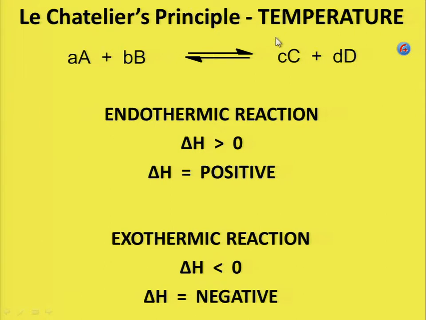Then, the next factor that we're going to consider is temperature. Very important. An endothermic reaction uses energy or heat. So, delta H is bigger than 0, delta H is positive. For an exothermic reaction, heat is given off by the reaction. So delta H is smaller than 0, delta H is negative.